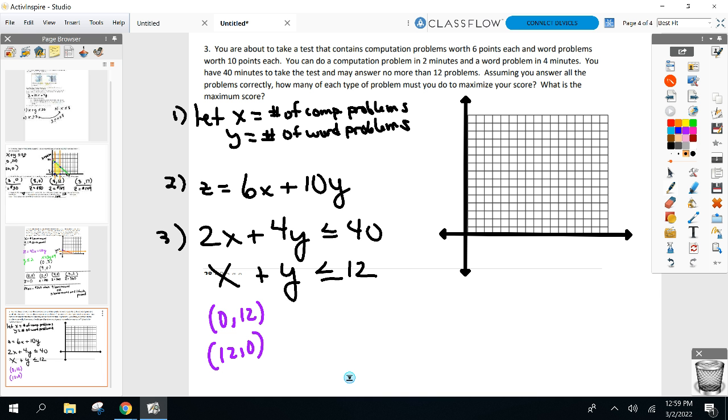I'm getting 0, 12 and 12, 0 for the second one, and I'm getting 0, 10 and 20, 0 for the first one. Got to divide by 2 and divide by 4. 40 divided by 2 is 20. Yeah, but you put in 12. Oh, you did that. That's 0, 12 and 12, 0 for the second one. So I think we got to go by 2s, huh, kids? Yes.